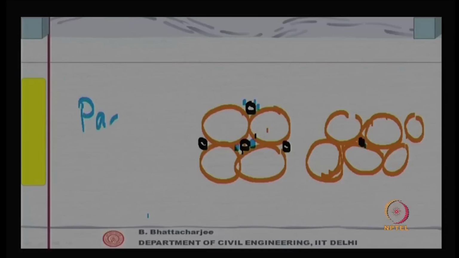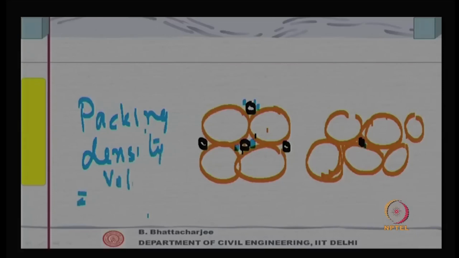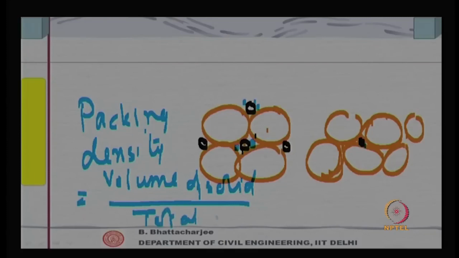So, individual sizes we define in terms of sieves, of course, we have seen, but we did not talk of different sizes mixed together, right. So, when you mix different sizes together, then only there is a possibility of reducing down the voids. So, we define a term called packing density, and it is the volume of solid divided by total volume, volume of solid by total volume. So, it is the volume fraction.